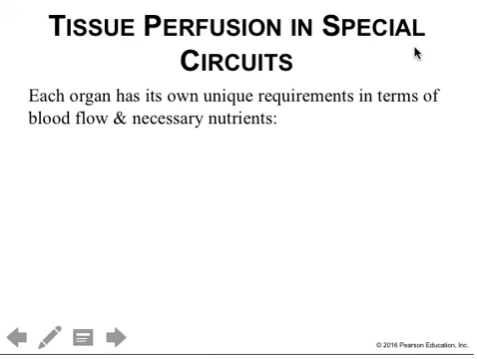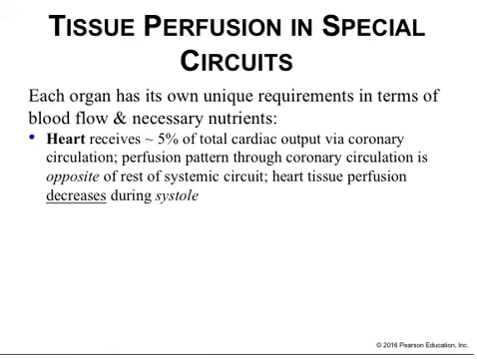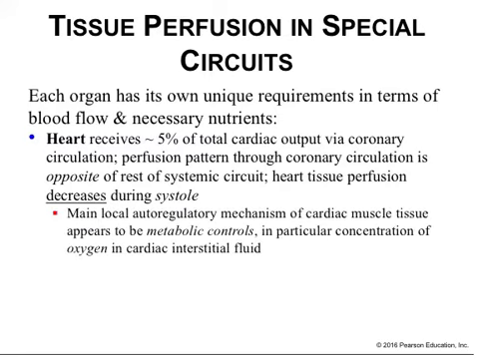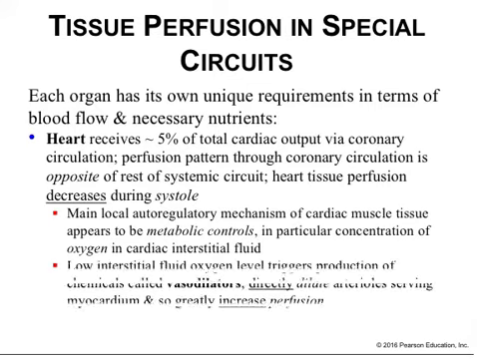Each organ has its own unique requirements in terms of blood flow and nutrients. The heart gets about 5% of the total cardiac output through the coronary circulation. This perfusion pattern through the coronary circulation is the opposite of the rest of the systemic circuit. Heart tissue perfusion decreases during systole. The main local autoregulatory mechanism of the cardiac muscle tissue appears to be metabolic control, in particular the concentration of oxygen in the cardiac interstitium. Low interstitial fluid oxygen triggers the production of vasodilators that dilate the arterioles that serve the myocardium and increase perfusion.